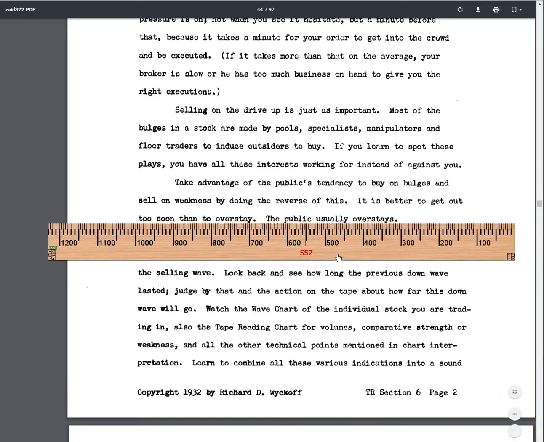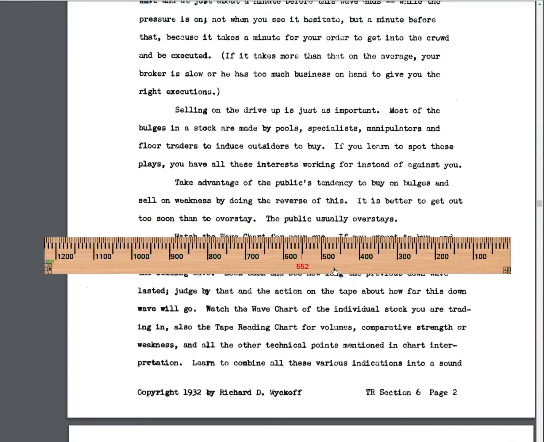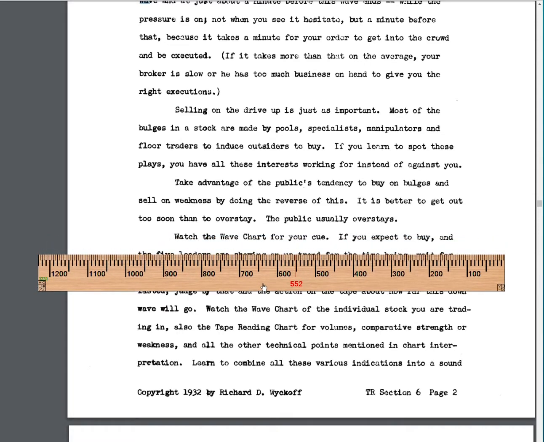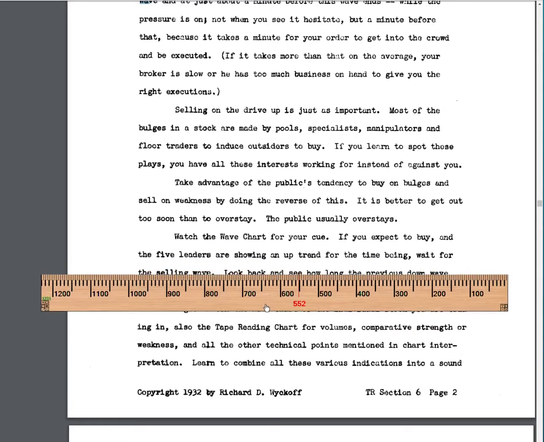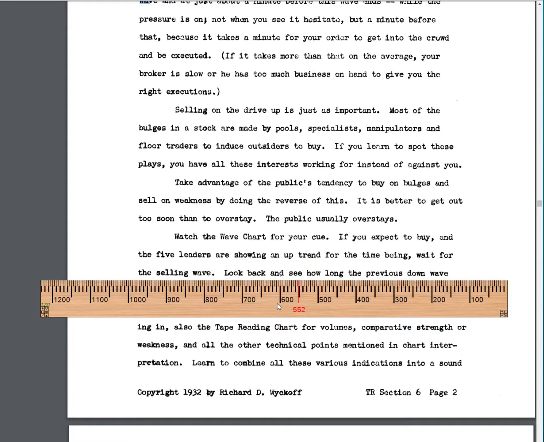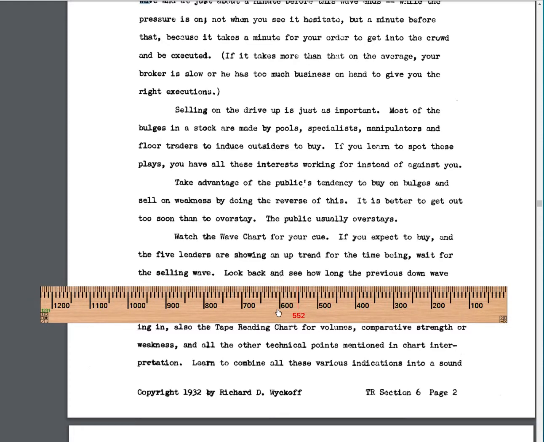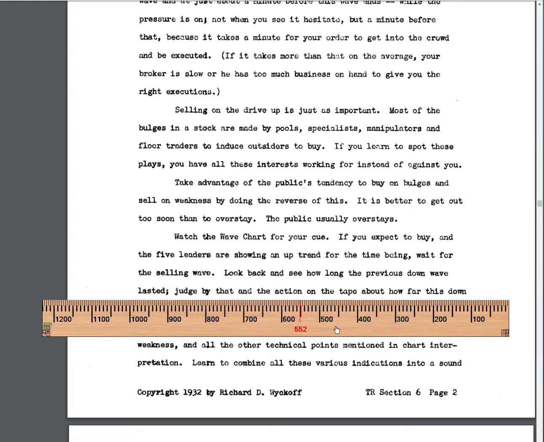By doing the reverse of this, it is better to get out too soon than to overstay. The public usually overstays. Watch the wave charts for Q. If you expect to buy, the 5 leaders are showing an uptrend for the time being, but wait for the selling wave, meaning wait for the pullback. Look back and see how long the previous down waves have lasted.